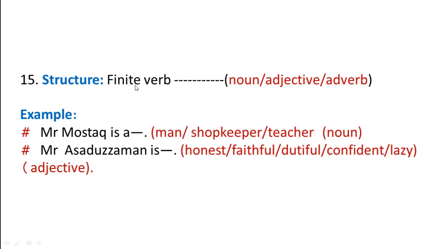Number 15. If you find finite verb plus gap, that means if you find a gap after a finite verb, then you can use a noun or adjective or adverb to complete the sentence. Look at the example. Mr. Mustaq is a dash. It can be man, shopkeeper, teacher, etc. Another example, Mr. Asaduzzaman is dash. It can be honest, faithful, dutiful, confident, lazy.